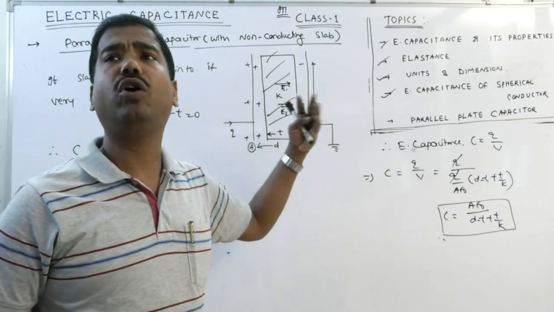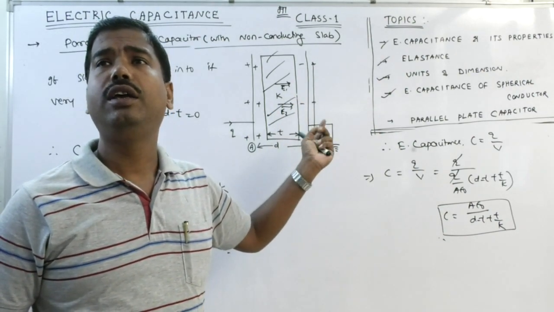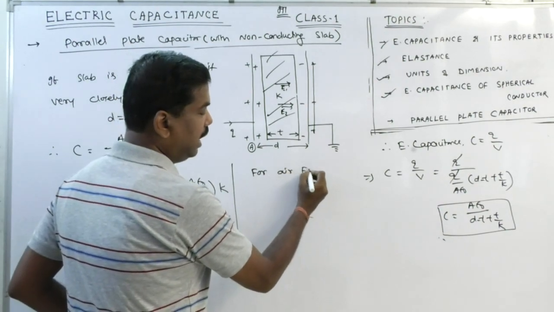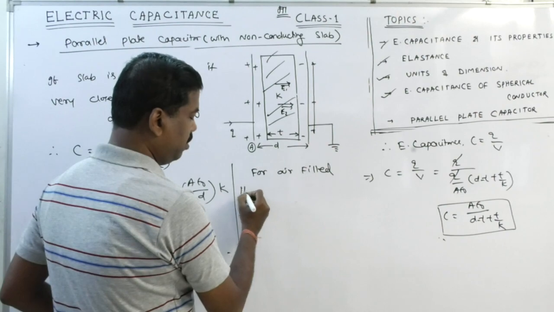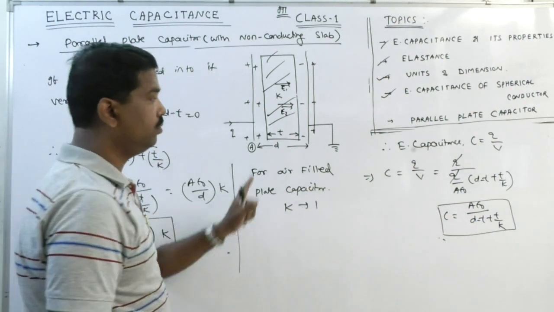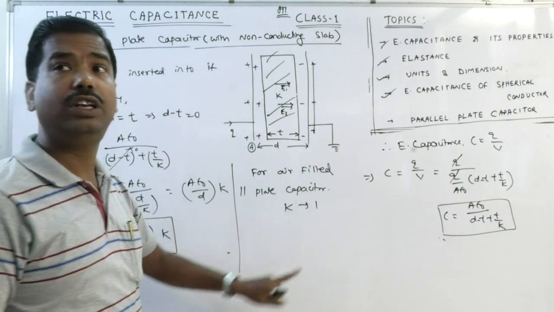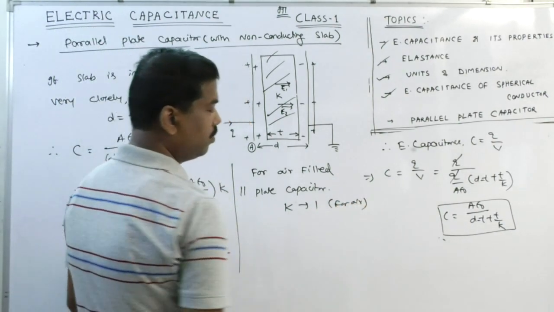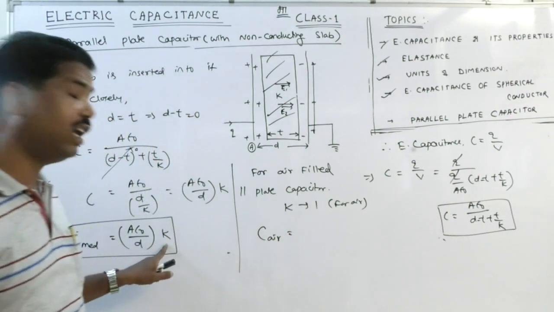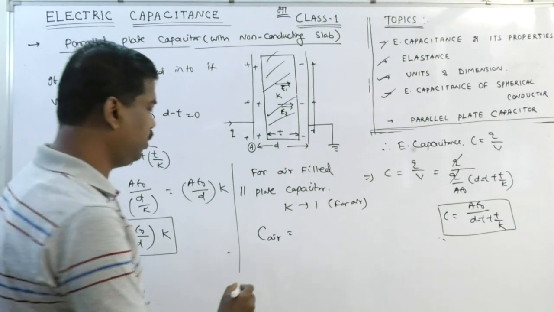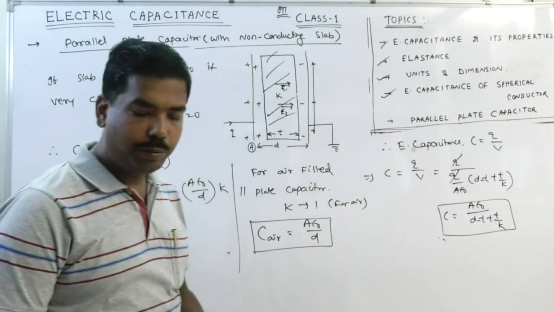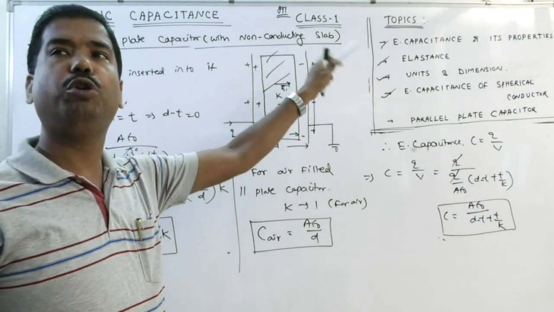Let us imagine there is no slab at all. The whole parallel plate capacitor is filled with air. For an air-filled parallel plate capacitor, the dielectric constant is 1. So K is equal to 1, and C air is found to be, instead of K I can use 1, A epsilon 0 by D. Now, if this is a non-conducting slab, let it be a conducting slab instead.